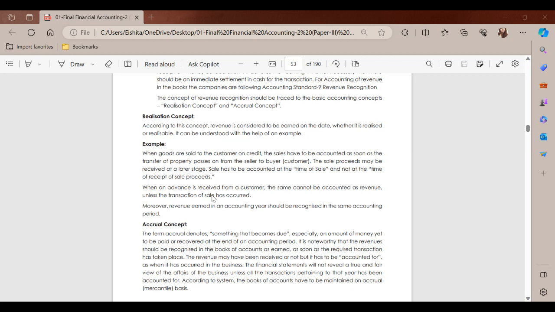So the actual meaning of revenue recognition or the accrual is that the money is due from him whether he has paid or not. That means I have sold the products to him, so he is the actual owner, and he will pay me. Suppose I give him credit, he will pay me after the credit period is over.